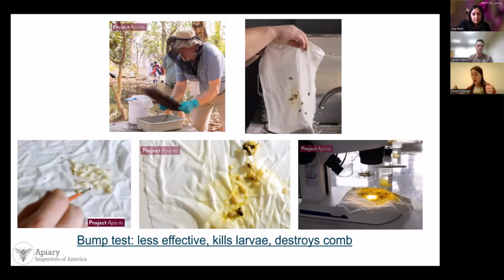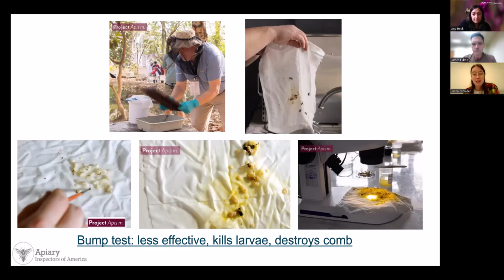and you may be familiar with it there. It involves really slamming a frame of brood against a pan of water and knocking the larva out. So you have to inherently damage the brood to get a good sample. It can also damage the comb. This can not be great from the beekeeper's perspective, which is totally understandable.